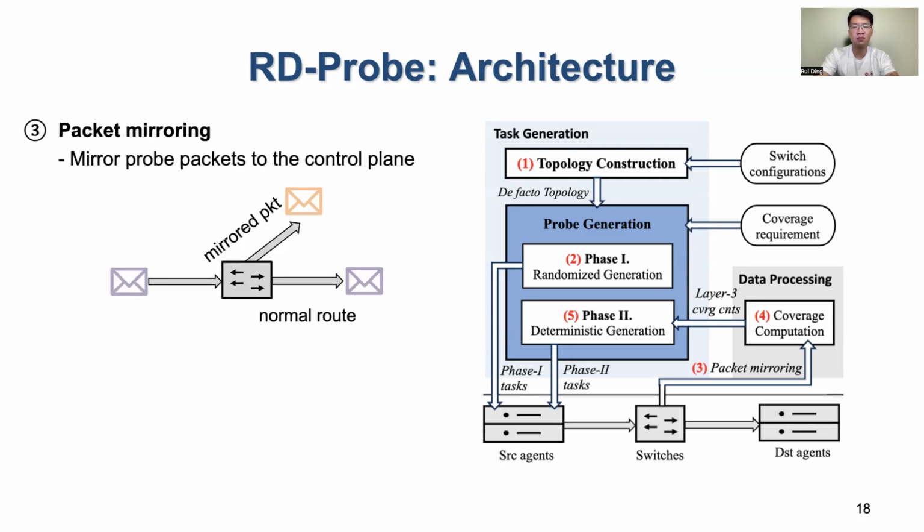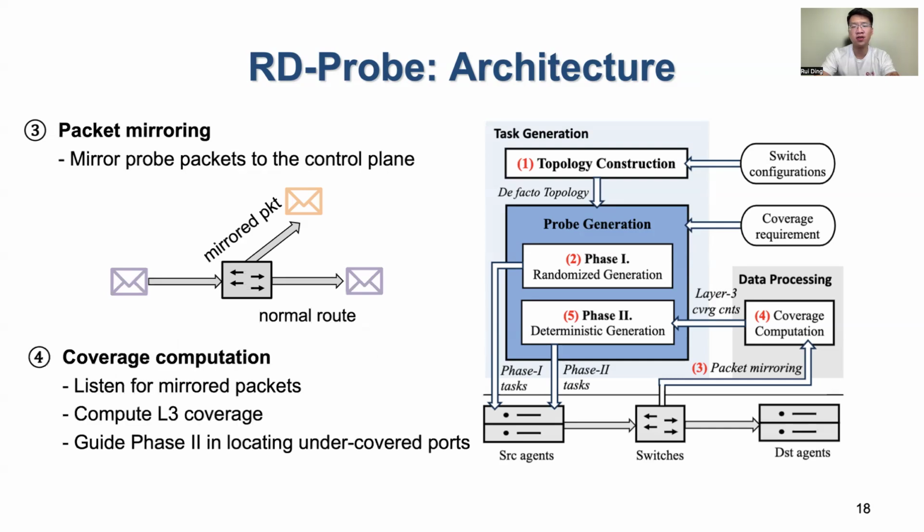2 additional steps come between Phase 1 and 2 to compute coverage statistics. The first is packet mirroring, which mirrors probe packets to the control plane for a region. Then goes coverage computation. It listens for mirrored packets and computes layer 3 coverage. These statistics will guide Phase 2 in locating undercovered ports.